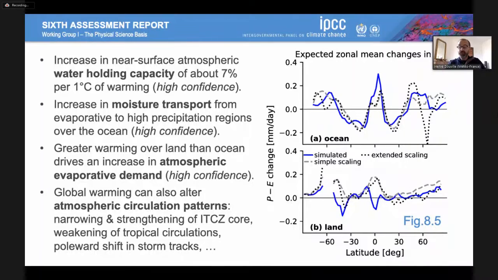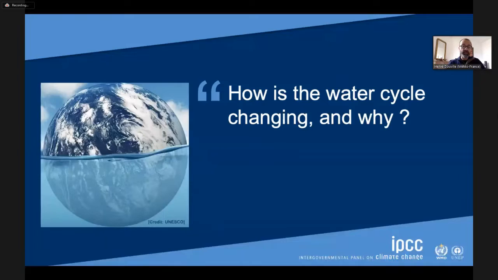will drive an increase in atmospheric evaporative demand, and therefore an increase in aridity and in the frequency of drought, at least in the regions where there is no large increase in precipitation. And finally, global warming can also alter the atmospheric circulation, for instance, lead to a narrowing and strengthening of the tropical rain belt or to a poleward shift in the storm tracks.